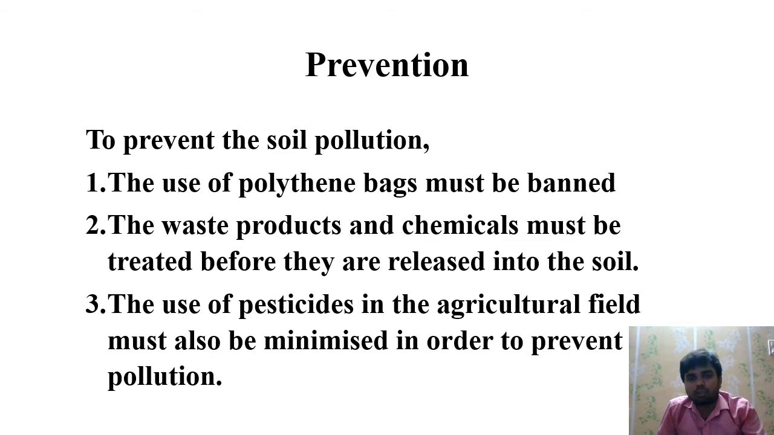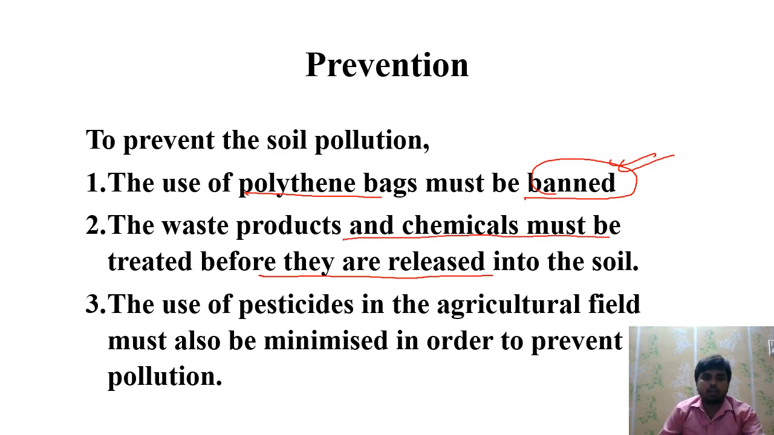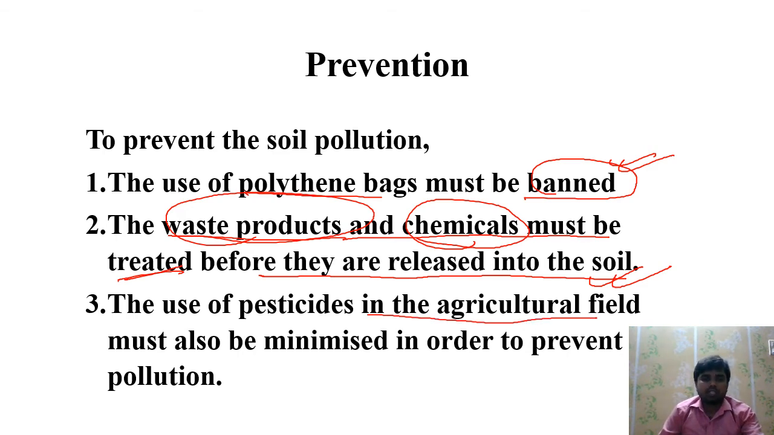What you can do, you have to think beyond these 3 points also. So the most major thing is that use of polythene bags must be banned altogether. The waste product and the chemicals must be treated before they are released into the soil. The use of pesticides in the agricultural field must be minimized in order to prevent the pollution.